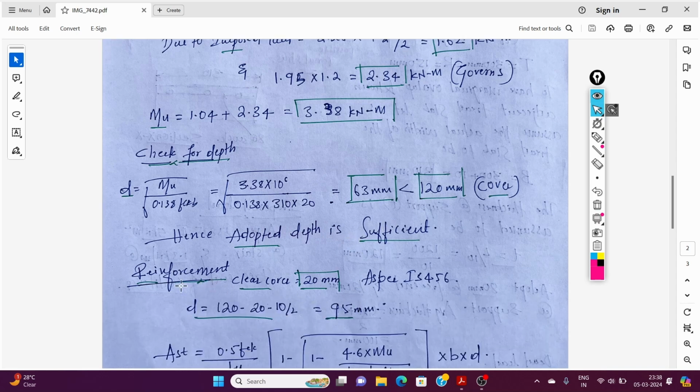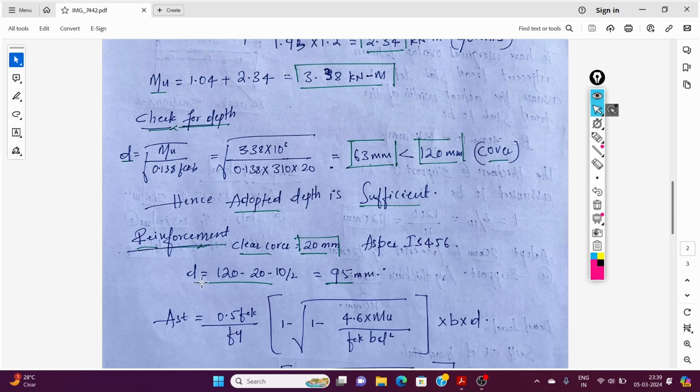Okay, now we need to find the reinforcement. So we have assumed the clear cover 20 mm as per the IS 456 for exposure condition. So we need to find the effective depth. d is equal to overall depth minus the clear cover minus half of the diameter of bar, 95 mm.